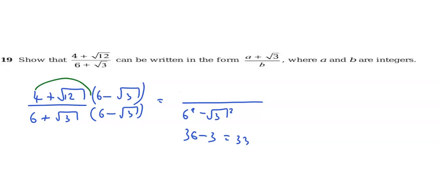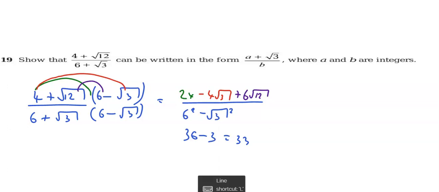And I multiply out the top. 4 times 6 is 24. 4 times minus root 3 is minus 4 root 3. Root 12 times 6. And then extend the line a bit.